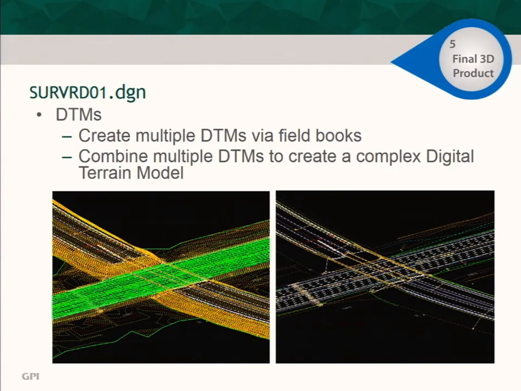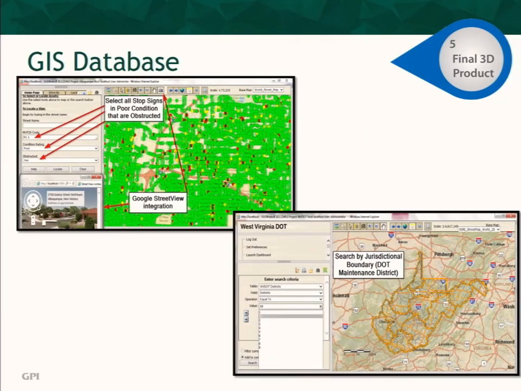We can produce, obviously, DTM files that have all of the data in there, from physical features, planimetric features to DTMs. And so now it's all in one file, combining all the DTMs, and whether it's terrain and aerial or mobile or static. This is an example of the database that gets created. You can select all the stop signs in poor conditions and find them, tie them to Google Earth and see where they're at.